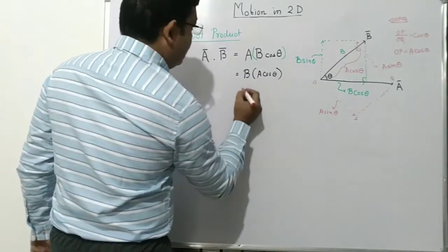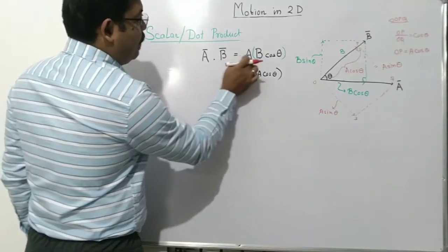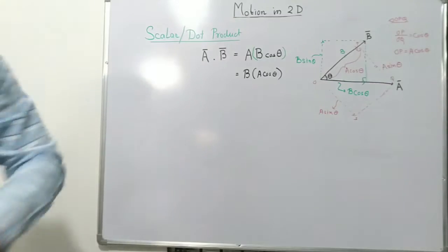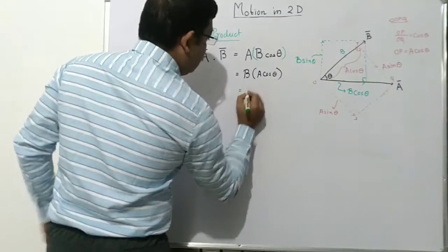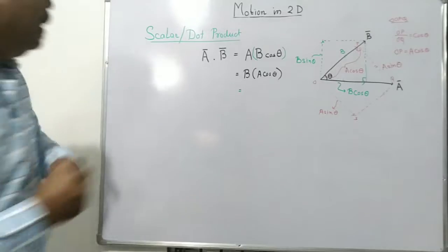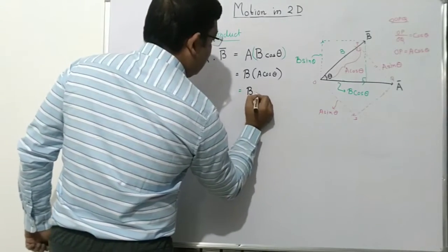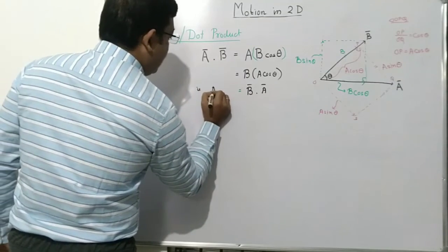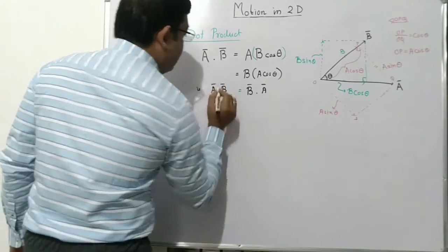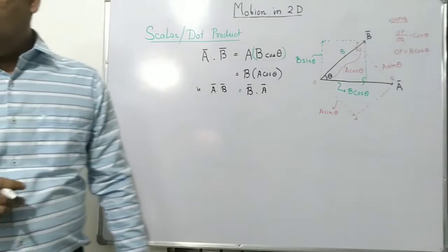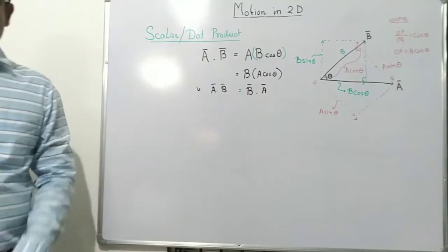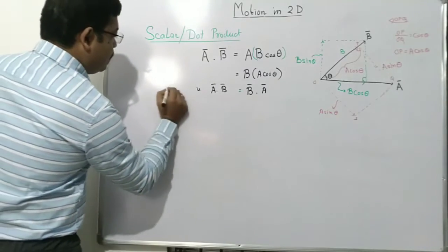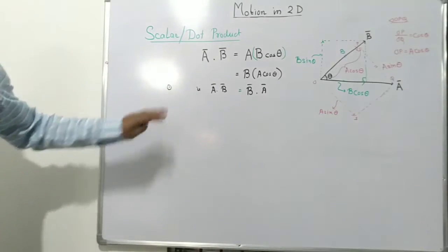Now, since A dot B was A B cos theta, B dot A can be written as B cos theta into A, that is B dot A. That is, A dot B equals B dot A, which means the dot product is commutative. This is number one. These are properties of the dot product.